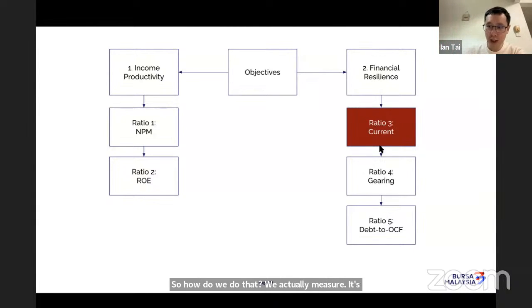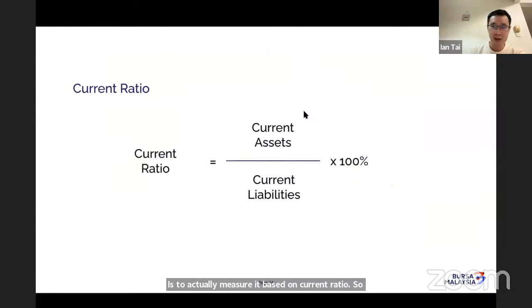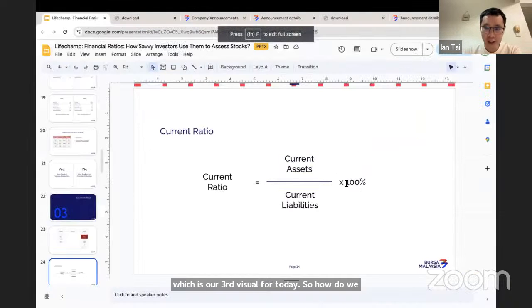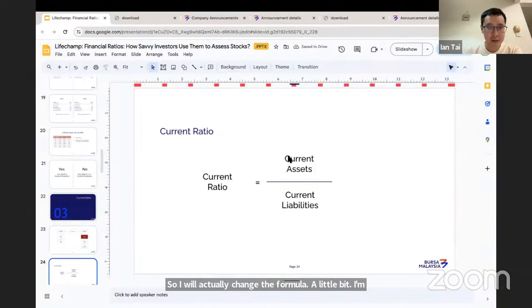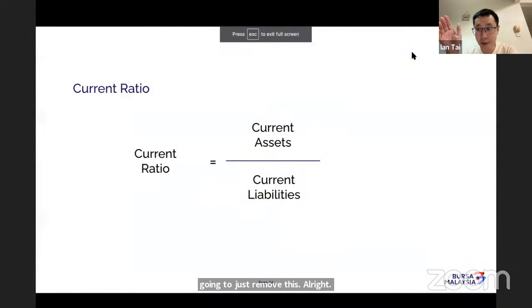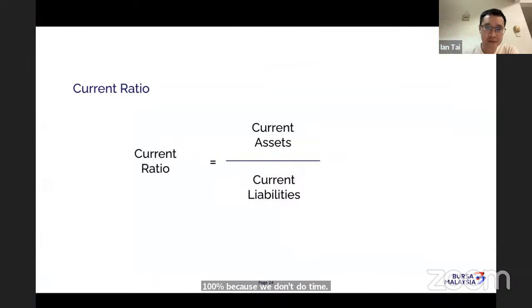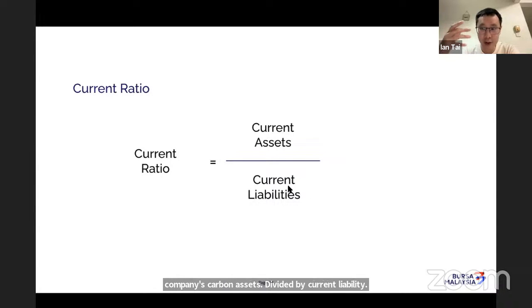The first one is to measure it based on current ratio, which is our third ratio for today. So how do we calculate current ratio? I will change the formula a little bit. I'm going to just remove this. I'm going to explain why I'm removing that times 100%, because we don't do times 100% for current ratio. Current ratio is very simple. It is to take the company's current assets, divide it by current liability. There, you will get your current ratio.